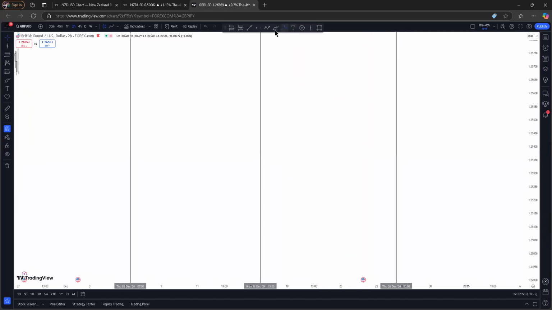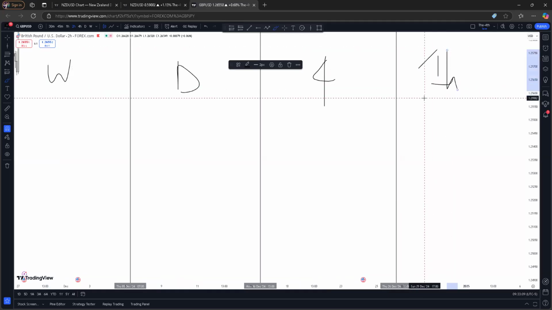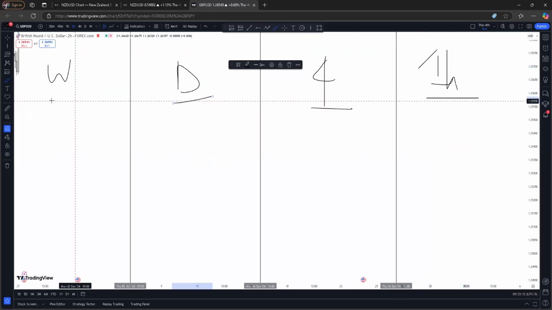So now, remember, we are always going to start from the weekly time frame down to the daily, down to the 4 hours, right? Down to the 1 hour, right? So I'm using 1 hour as the last resort. I have my reason why I'm using 1 hour. So everything we're going to be doing is going to fall under all of this.